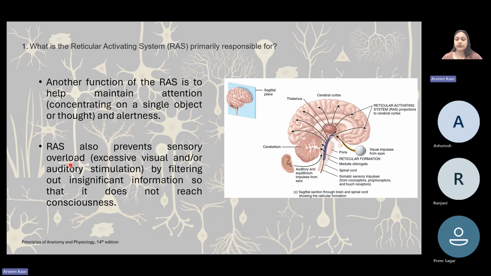It also prevents sensory overload, that is excessive visual or auditory stimulation, by filtering out insignificant information so that it doesn't reach consciousness. I had given you an example: whenever you are in a crowded environment and you are speaking to a certain person, you are focusing your attention on what that person is saying. Although many other things are going on around you, there might be other conversations in your vicinity that you can hear, of course, but you are not listening to them, right?